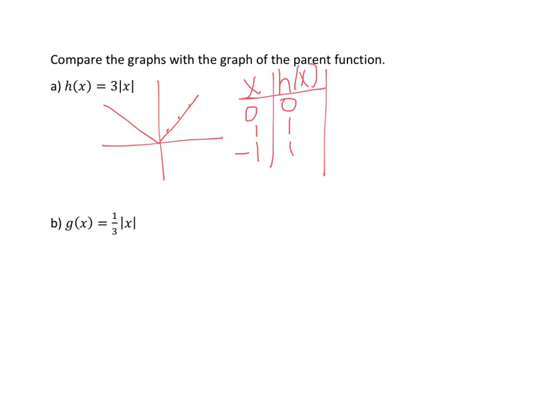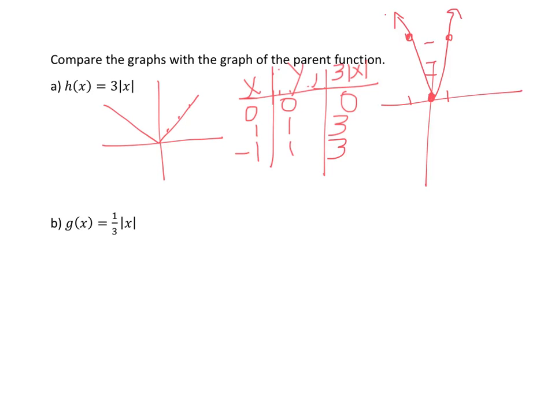Now, that shouldn't say h of x, because that should be my parent graph. We'll just call that y. Now if I want to change that to 3 absolute value x, well, I take my x values, 3 times the absolute value of 0, 0. 3 times the absolute value of 1, 3. 3 times the absolute value of negative 1, it's going to be 3. So I have found the v. I'm at 0, 0. I'm at 1, 3. And I'm at negative 1, 3.